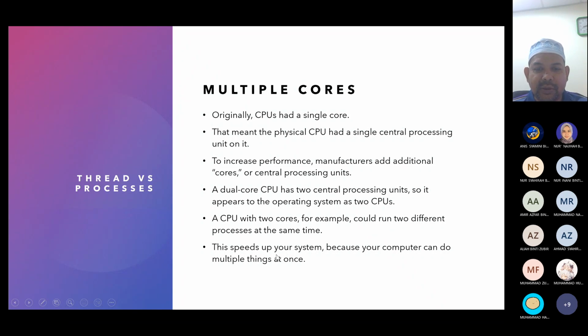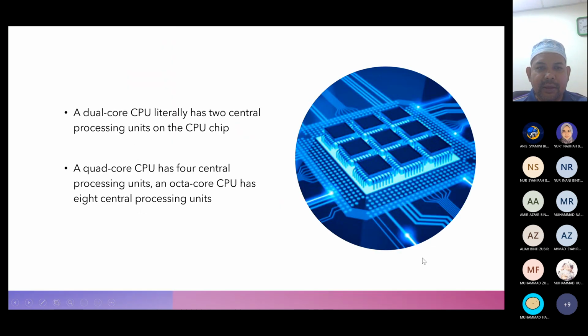This speed up your system because your computer can do multiple things at once. So a dual core CPU literally has two central processing unit on the CPU chip. So a quad core CPU has 4 central processing unit and octa core CPU has 8 central processing unit.